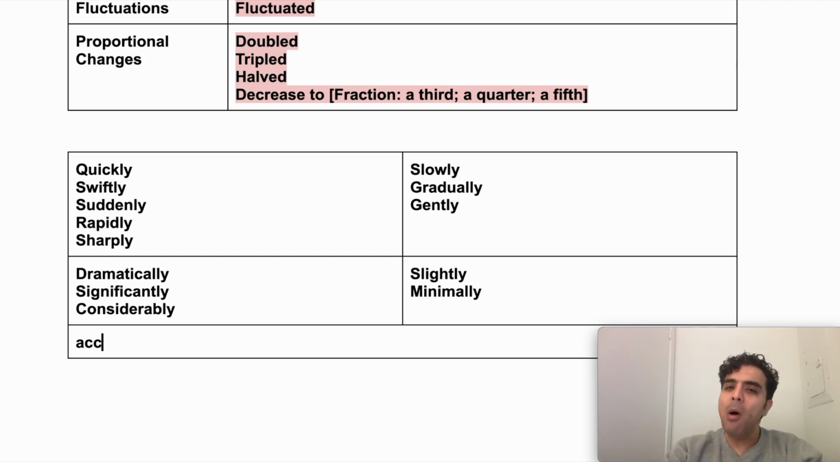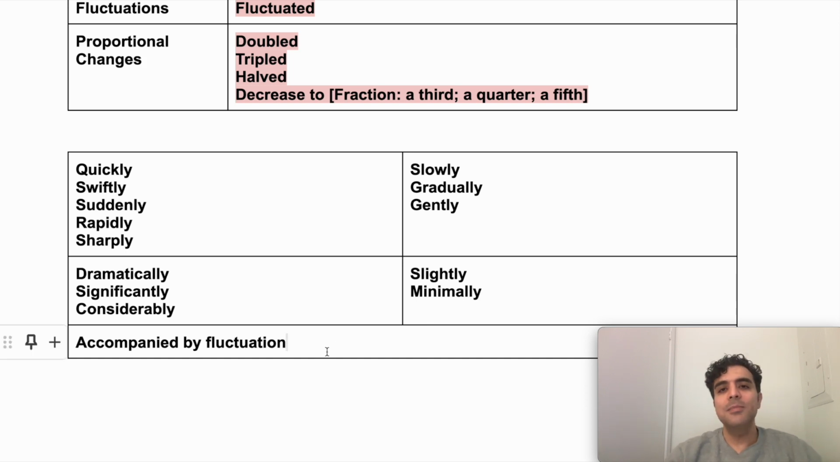Well, you could use a modifier like accompanied by fluctuation. How do we use this? I'll show you. So you could say something like the number of students increased accompanied by fluctuation, right? So it means it wasn't a smooth and steady rise, but rather it was a bumpy one.